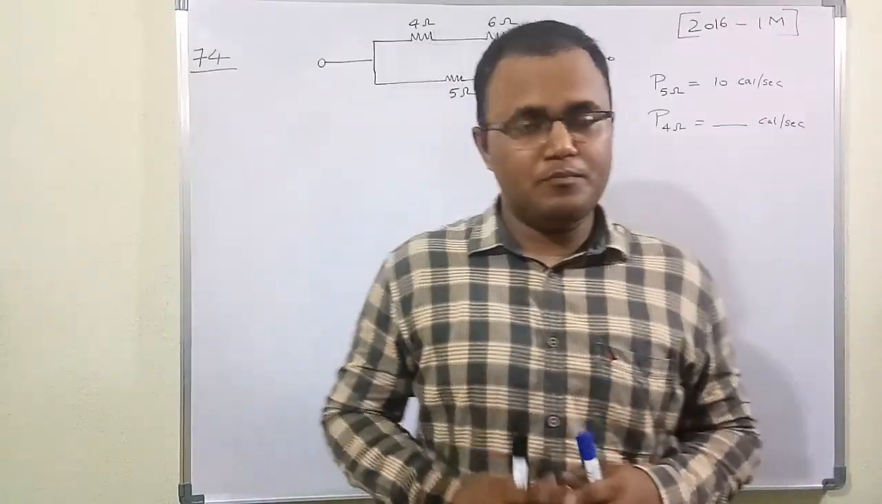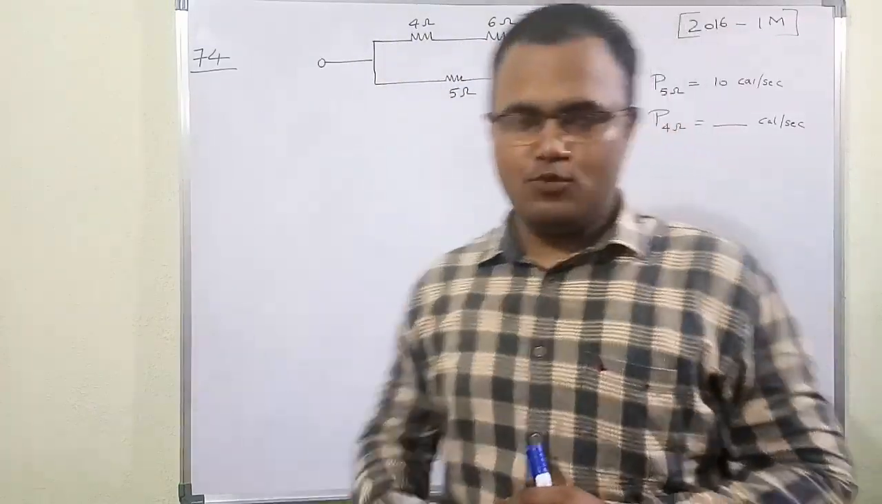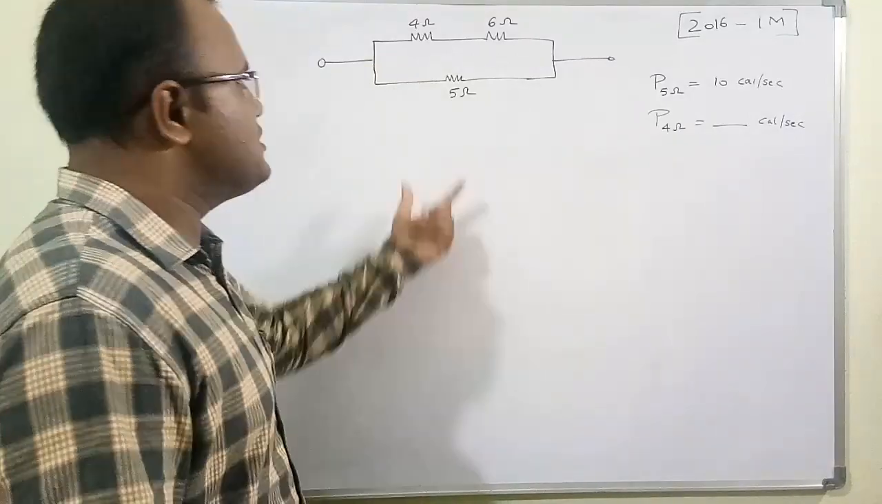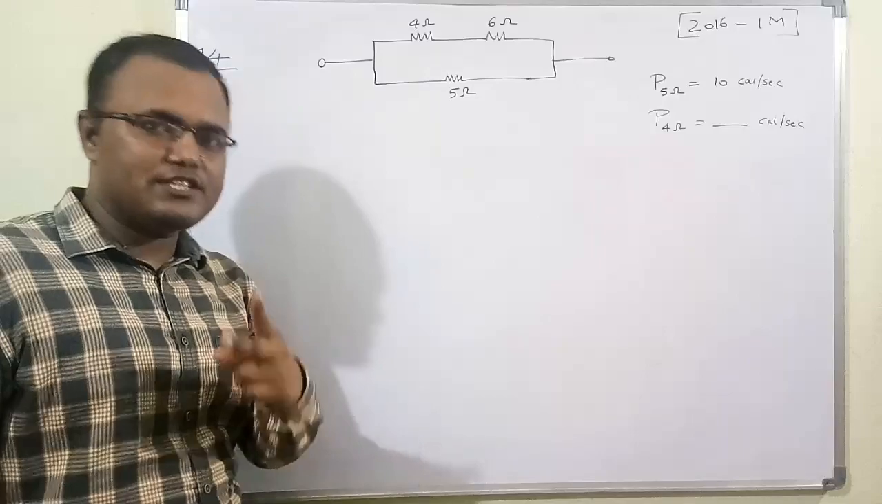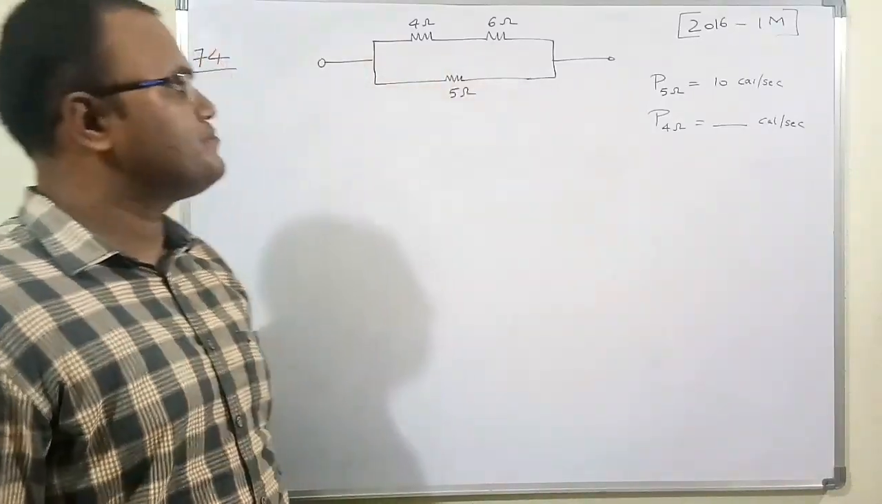After solving the previous problem, now let's move forward to another numerical. The numerical number is 74. In this numerical, there is a parallel branch. In the first branch, there is a 5 ohm resistor, and in the second branch, there are 2 resistors connected in series, which are 4 ohm and 6 ohm.